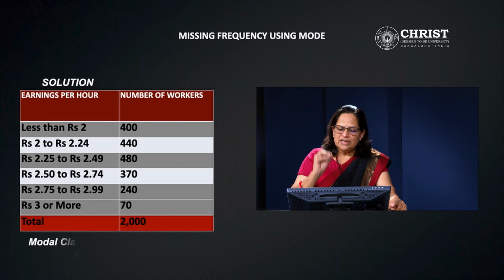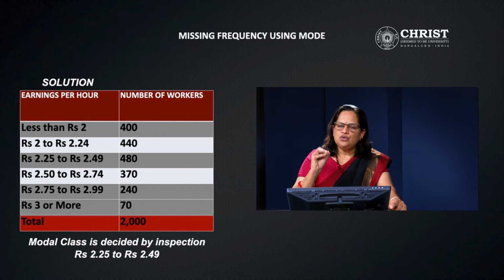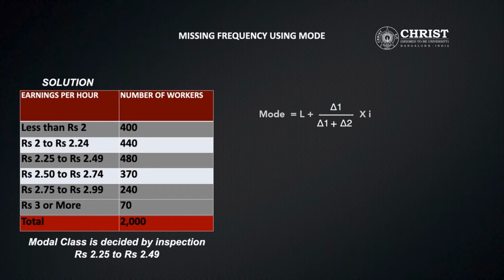So usually how we decide the modal class is based on the grouping table and analysis table. But here the difference between the highest frequency and the preceding frequency or the succeeding frequency is large. Therefore, we don't have to do the grouping table and analysis table. We can decide the modal class by inspection. So rupees 2.25 to rupees 2.49 is the modal class. Now mode is equal to L plus delta 1 divided by delta 1 plus delta 2 into i.